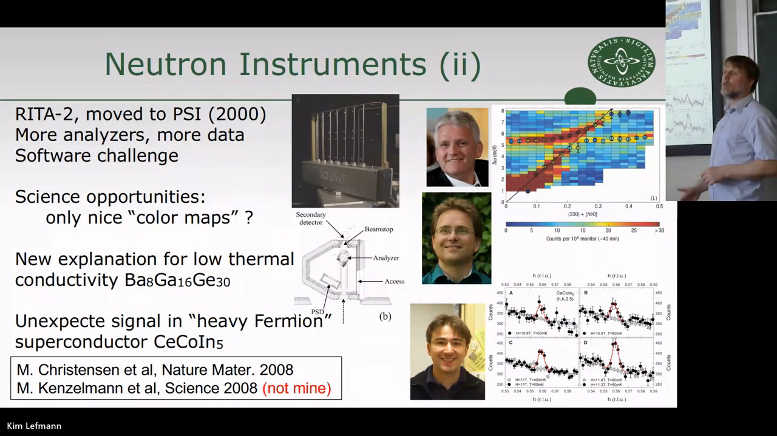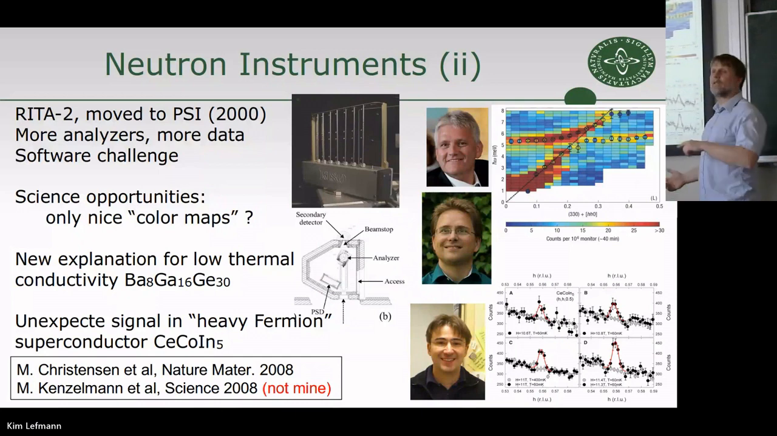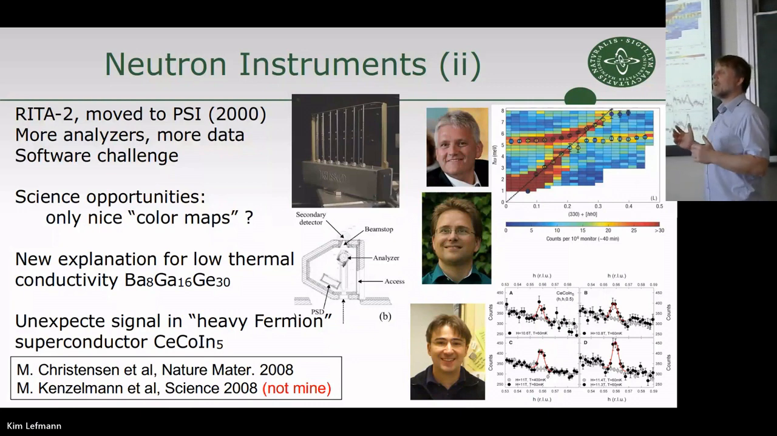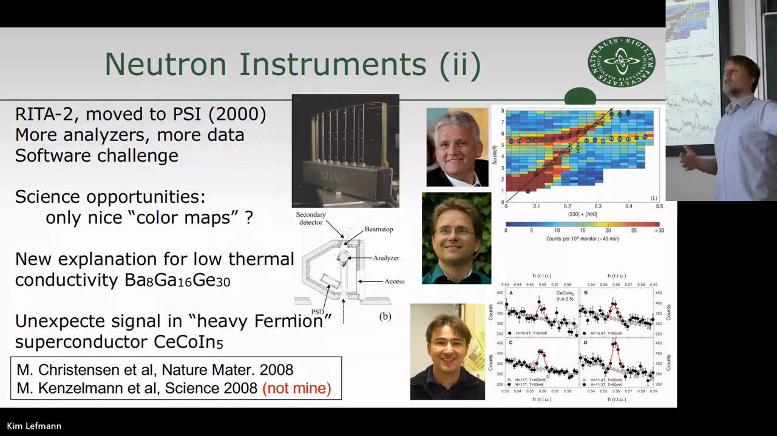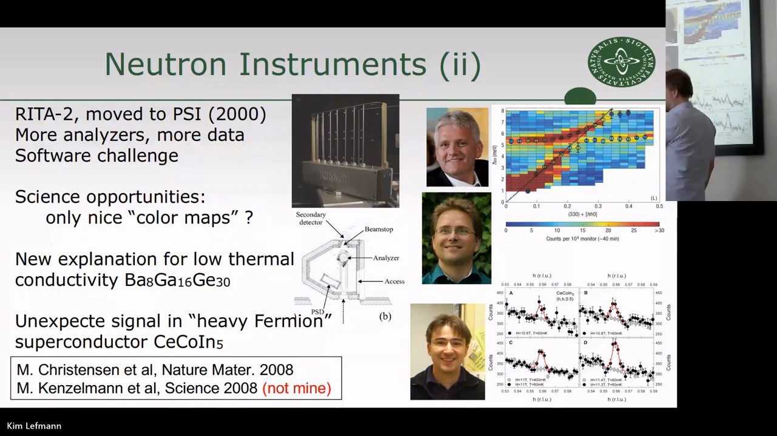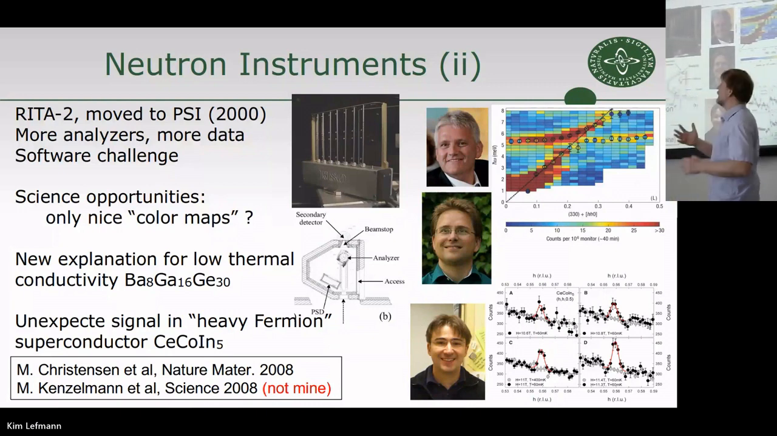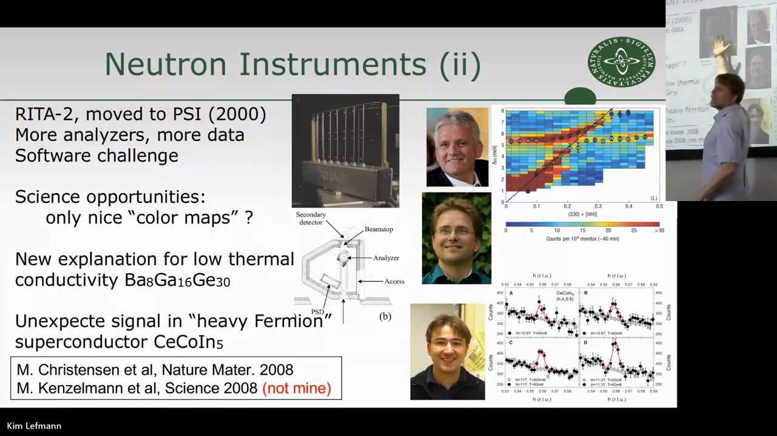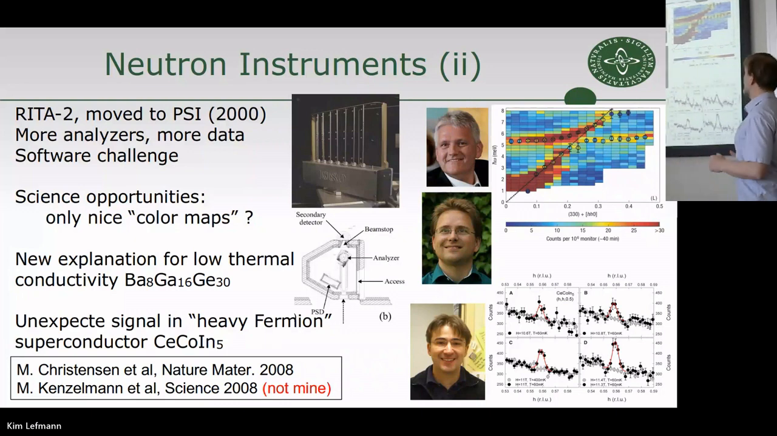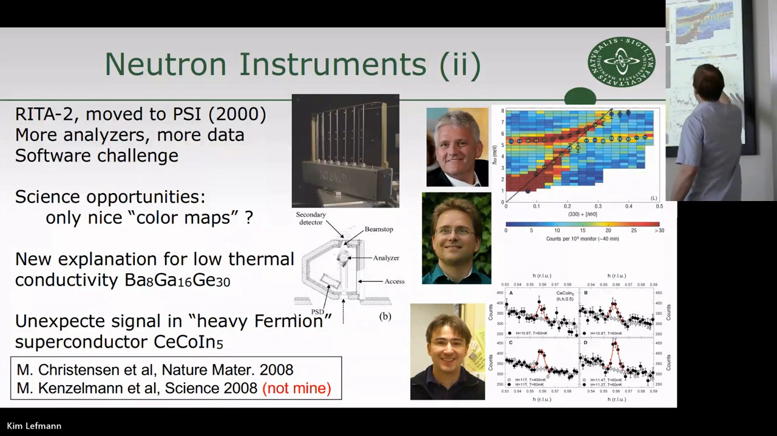When I started, we were building a new spectrometer. The one you saw, the big yellow tank in the picture before, was known as RISA 2. It never came to run at RISA because just when it was finished, there was political turbulence and the reactor closed. So we shifted it to Switzerland, and it had this amazing, for the time, amazing progress: 9 analyzers at the same time, so you could detect 9 different scattering angles, and then you could make 9 times more points. So we made this nice dispersion relation.